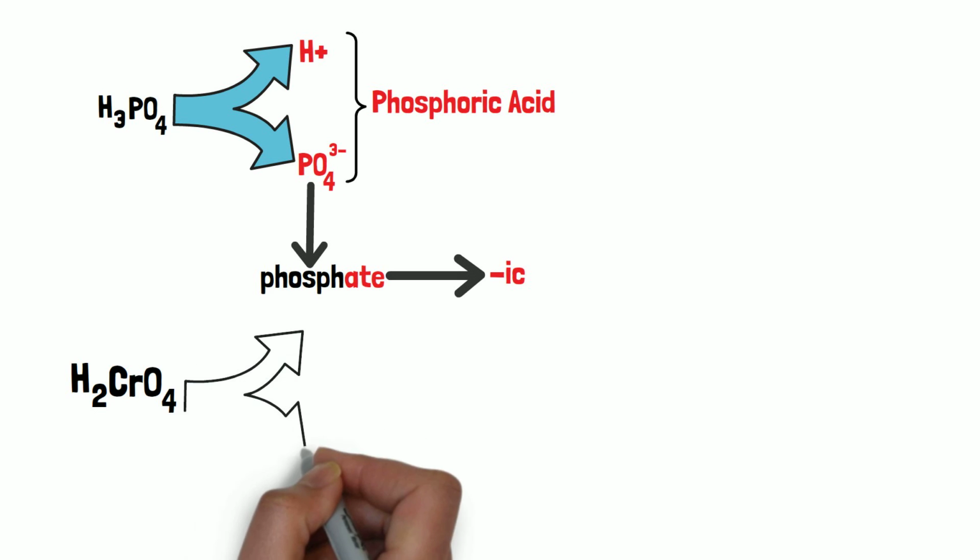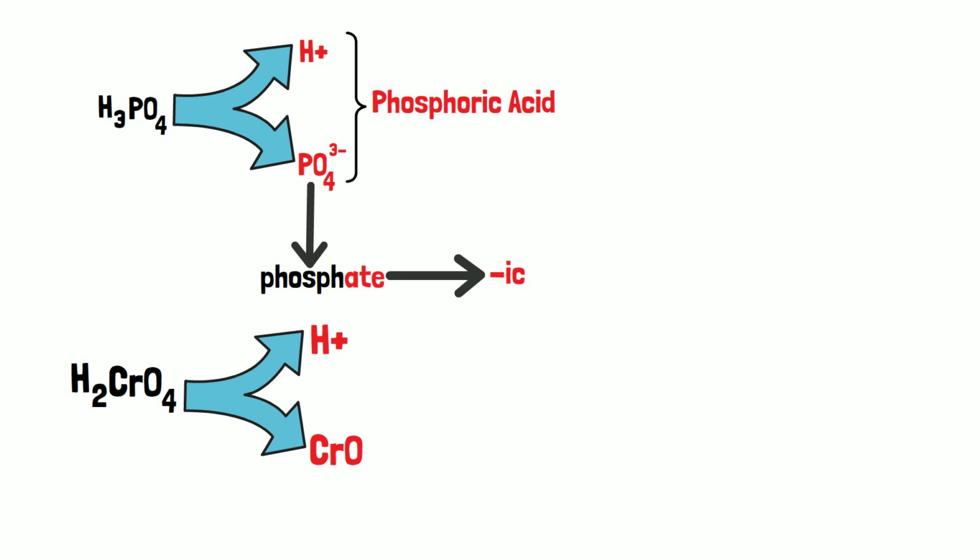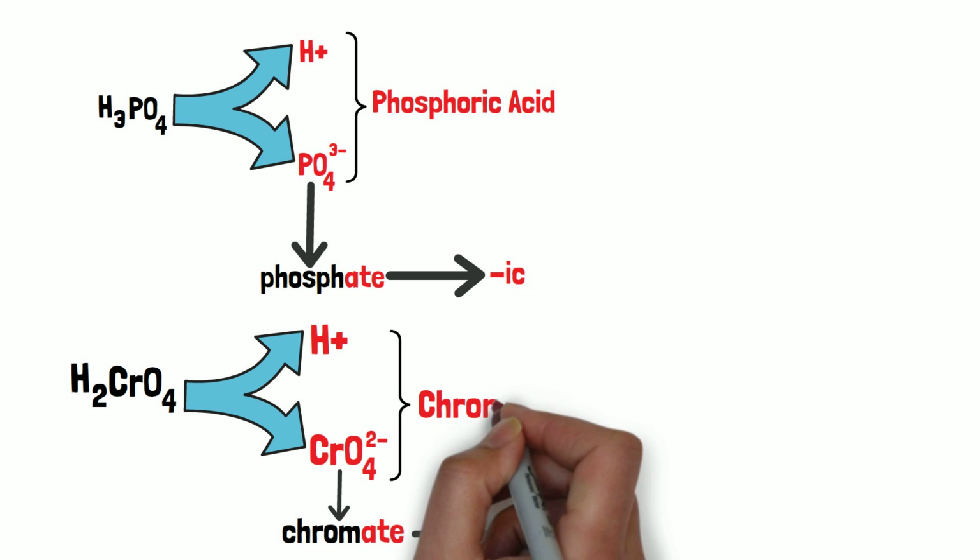The second example is H2CrO4. CrO4 2- is a polyatomic anion that has the name chromate. Again, based on the rule, we're going to change ATE to IC. Thus, the name of the acid is chromic acid.